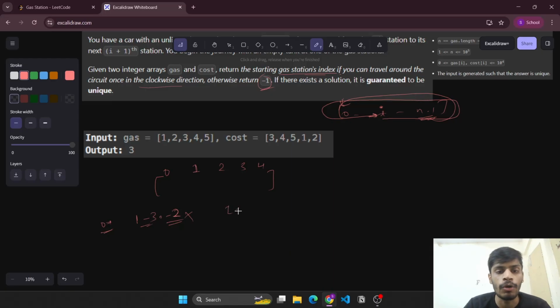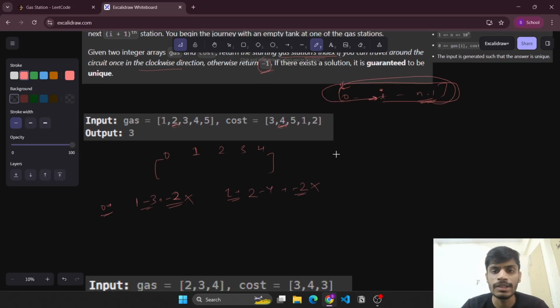Now what if we start from 1? At 1 we have the gas available as 2 and the required cost is 4. So 2 minus 4 is again minus 2, so this one is also not possible. Let's see if 2 can be the starting index. For 2, the gas is 3 and the cost required to go to the next is 5. So 3 minus 5 equals minus 2. So again this is not possible, and starting at 2 is also not possible.